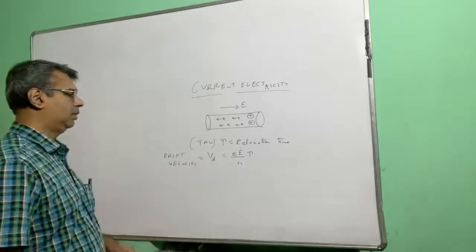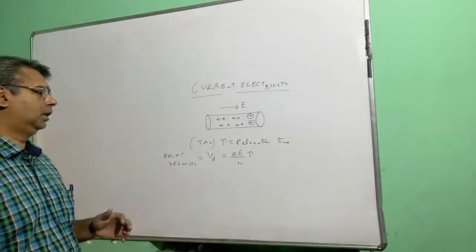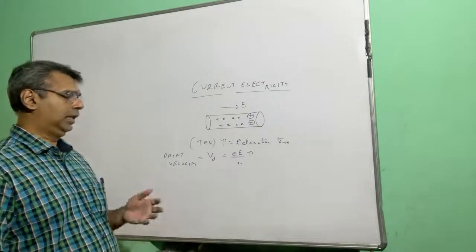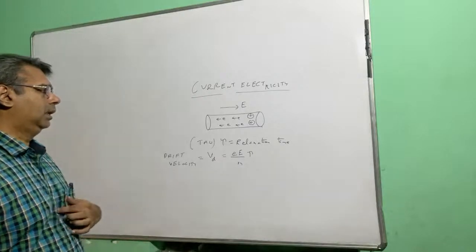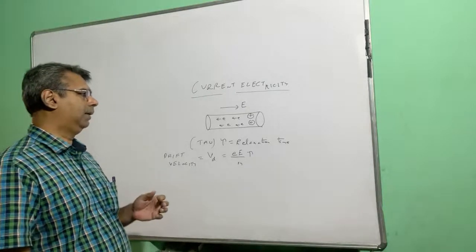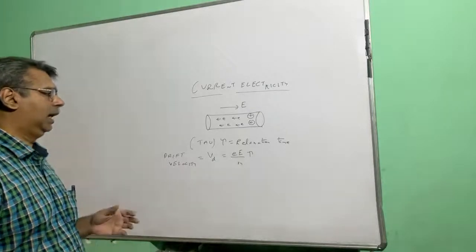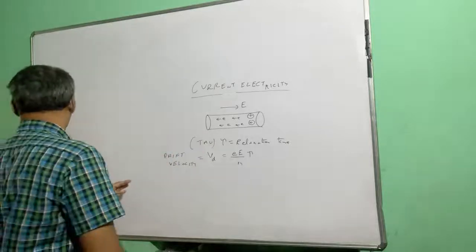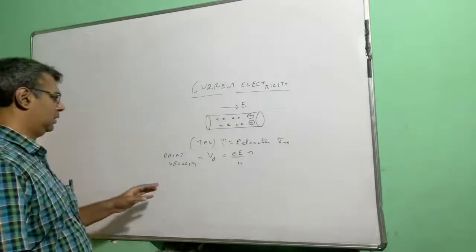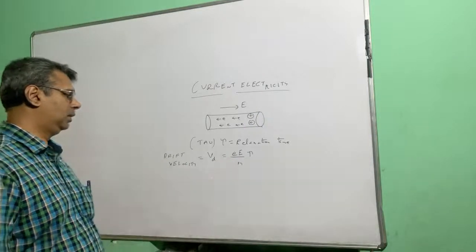So what is the concept of drift velocity? It is the average velocity of motion of the electrons, because the electrons are having a certain average velocity with which they are moving against the electric field. So that average velocity, it is the drift velocity, that is acceleration into relaxation time.